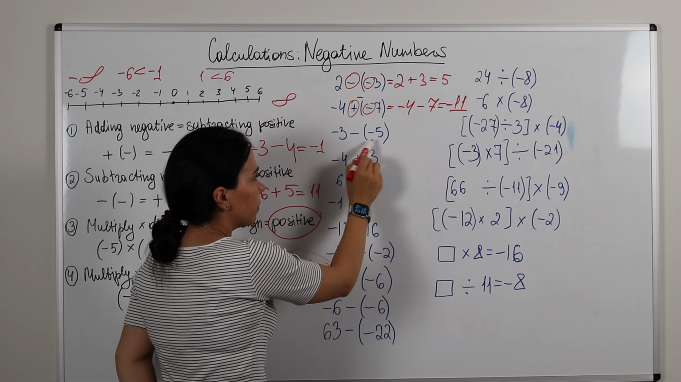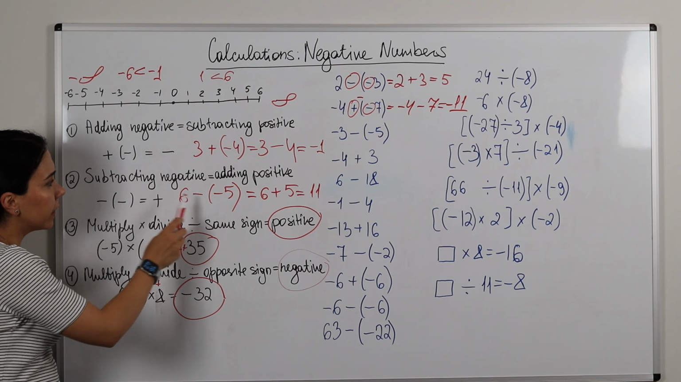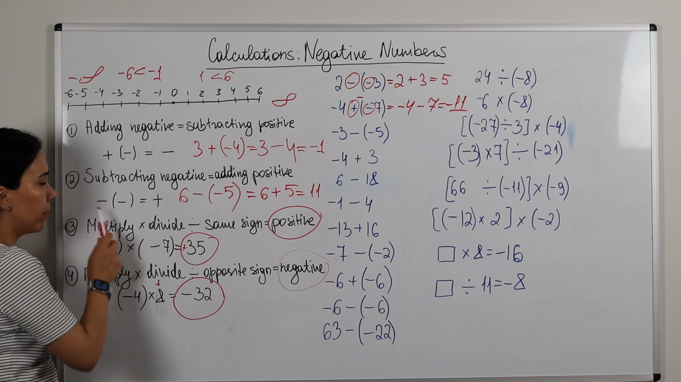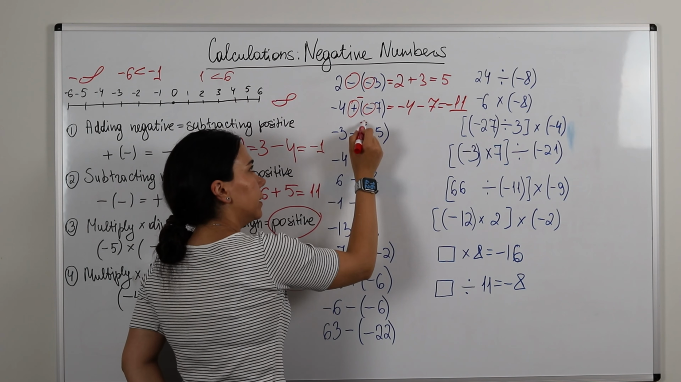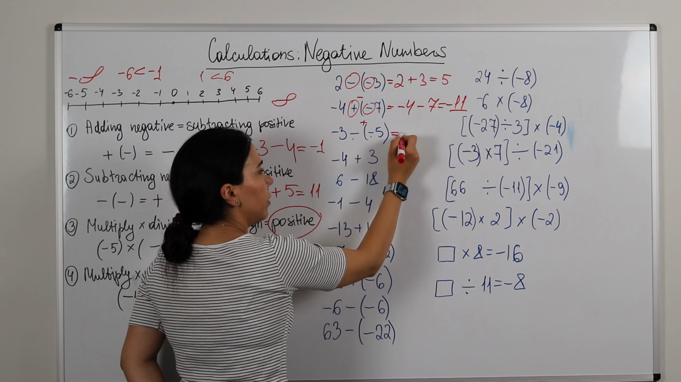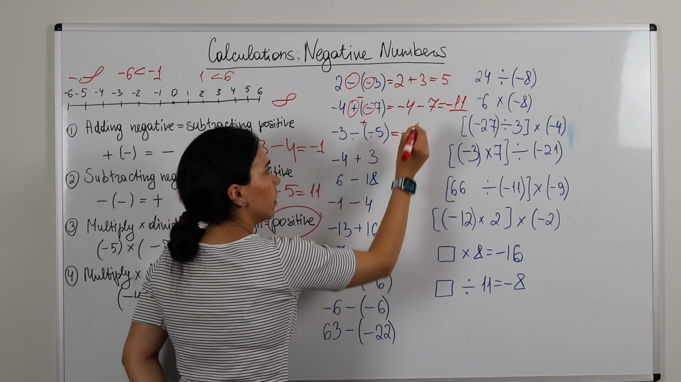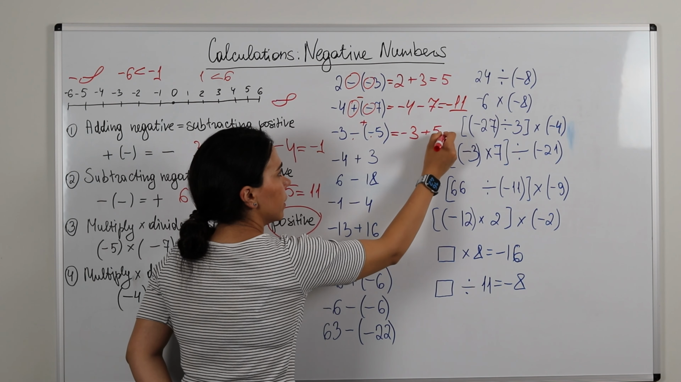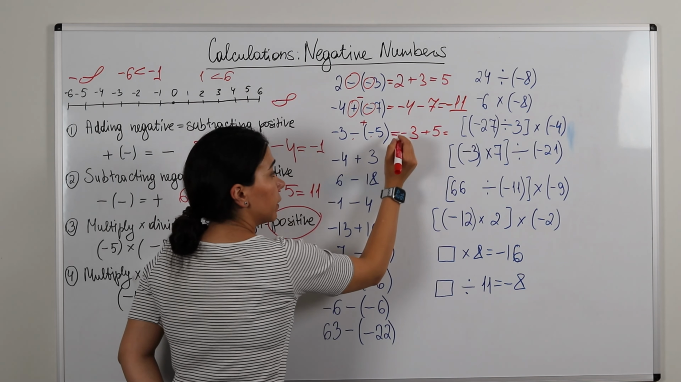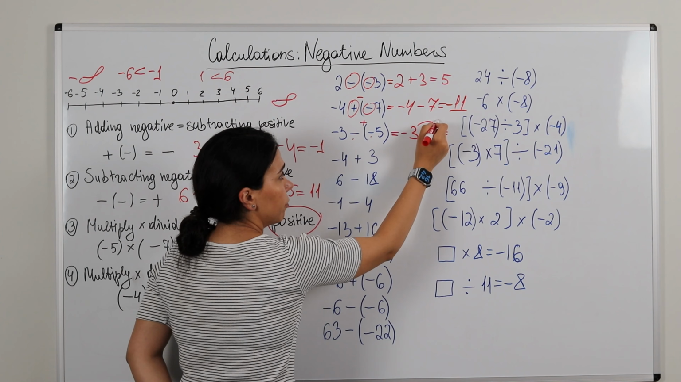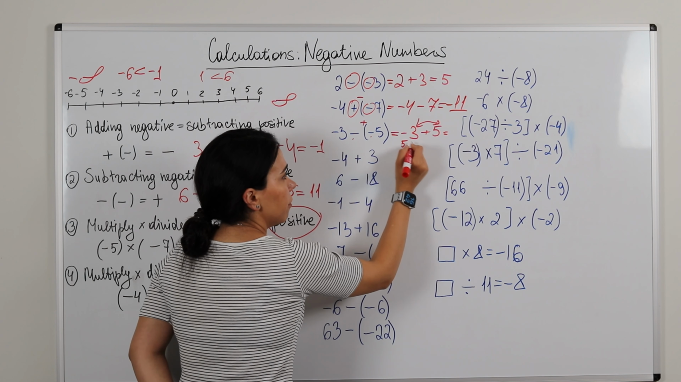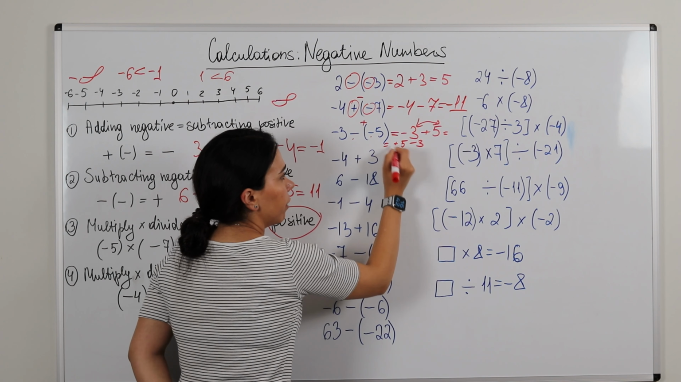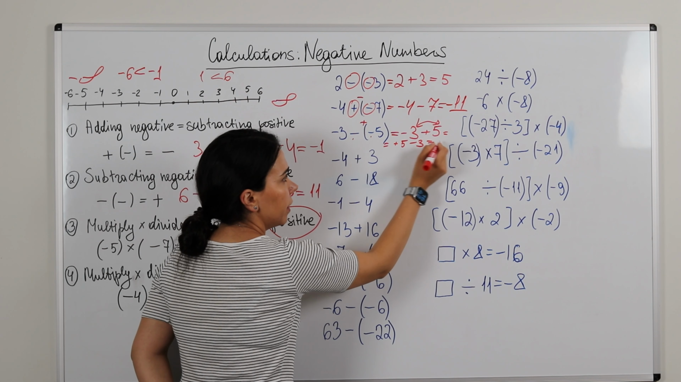Minus 3 minus minus 5. Subtracting negative is the same as adding positive. Minus minus gives us plus. So we have minus 3 plus 5. The answer is 2, but we can also present it differently. We can reverse their places for it to look like a normal expression: 5 minus 3, which is 2.